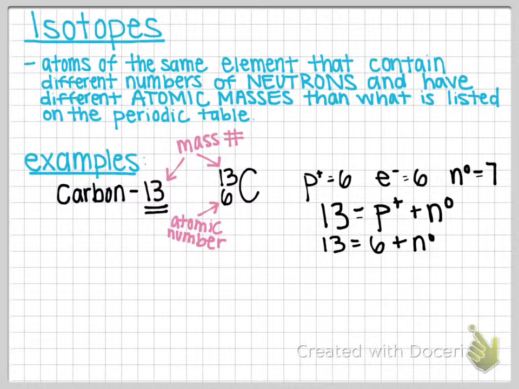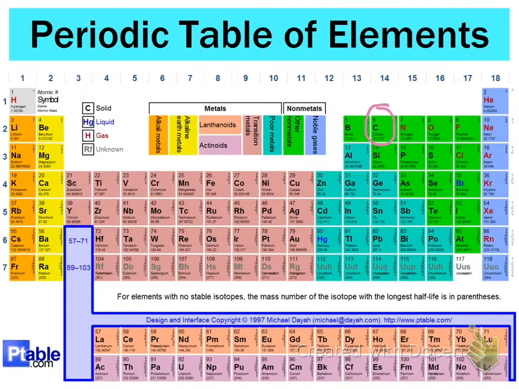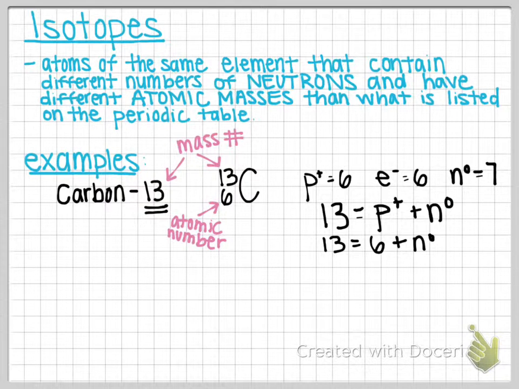The mass number is going to be different than what you see on the periodic table. Again, if we look at carbon, it says the mass is 12. And the isotope of carbon has a mass of 13, so it has a different number of neutrons. The number of protons doesn't change, the number of electrons doesn't change, just the number of neutrons. We'll do another example.